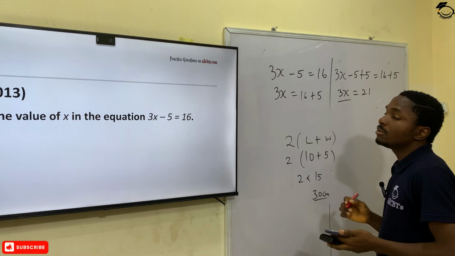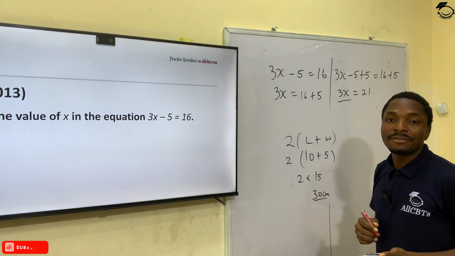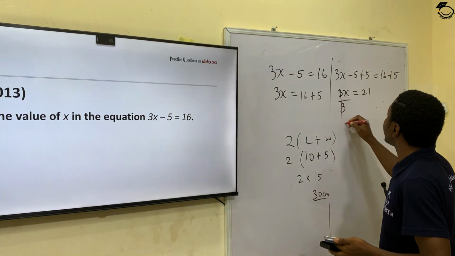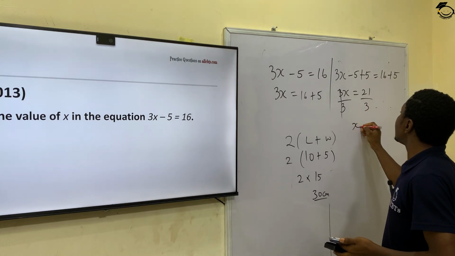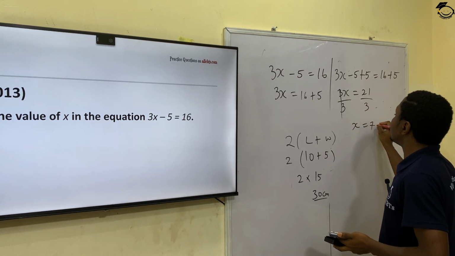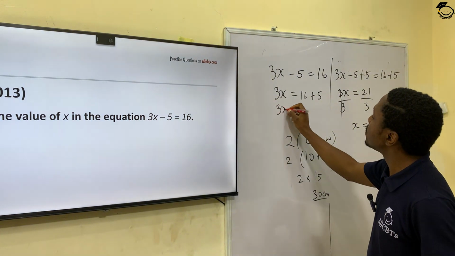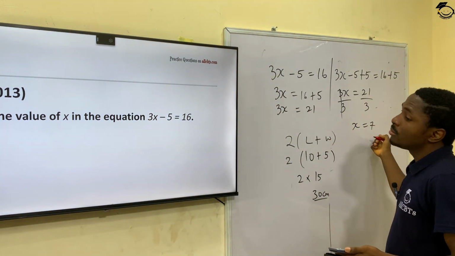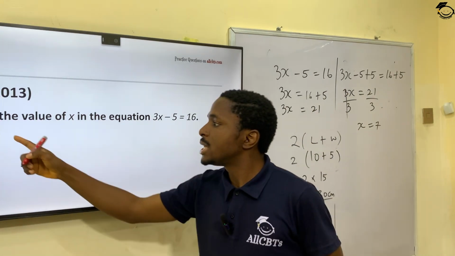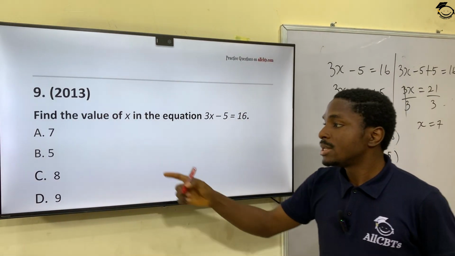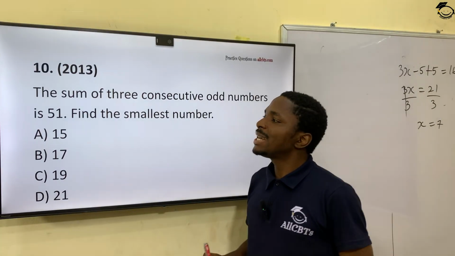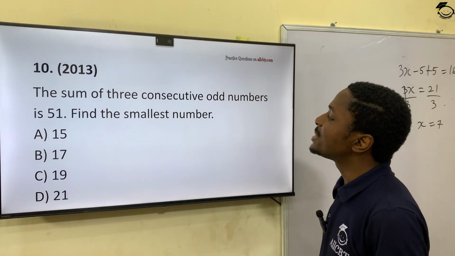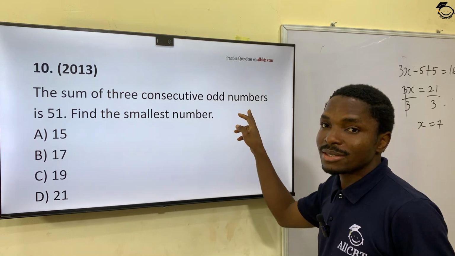So now to set x free, you divide by 3 on both sides. So x equals 7. If you follow this method also, it boils down to the same thing. You divide by 3. So your answer there is what? 7. The value of x is what? 7. Alright, question 10. The sum of 3 consecutive odd numbers is 51.